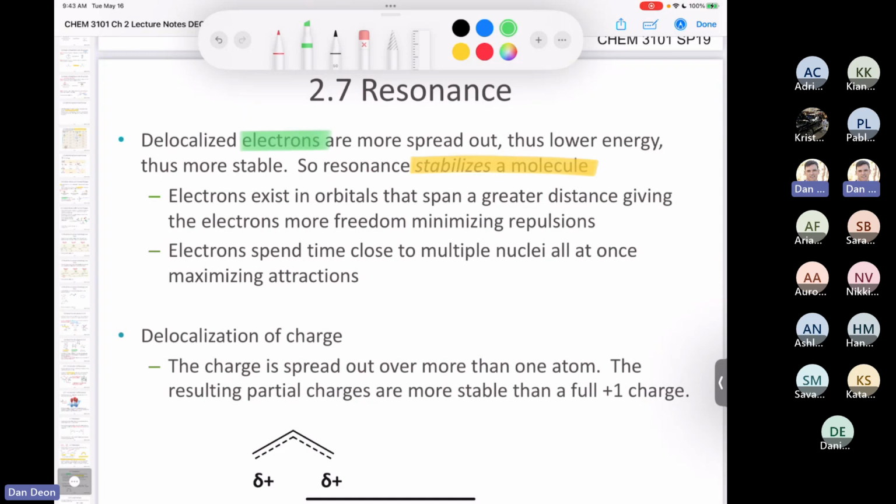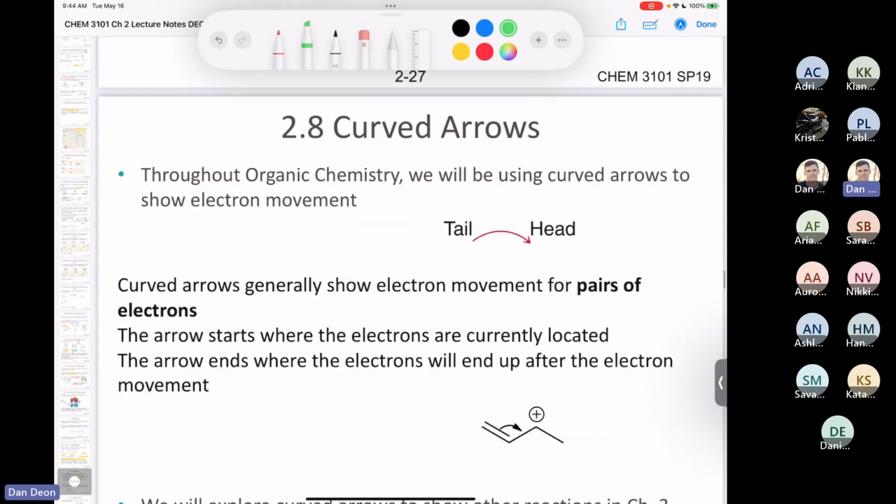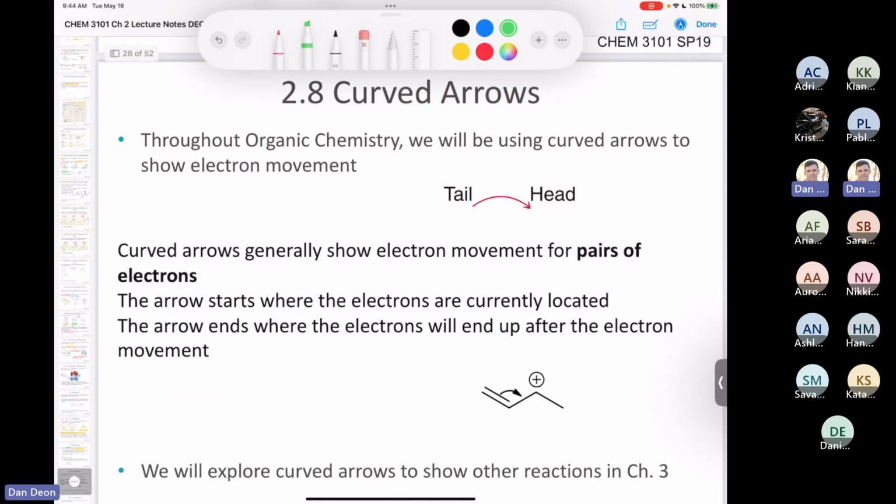So the delocalization of charge, again, is the idea that the charge is spread out over the molecule or the ion instead of being stuck on one carbon or the other. So what we're going to be doing now is looking at curved arrows that enable us to draw resonance structures.